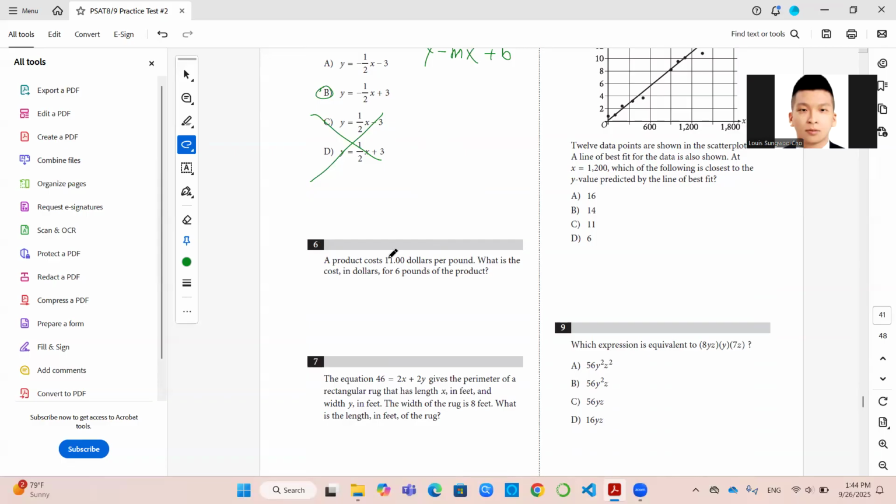A product costs $11 per pound. What is the cost in dollars for 6 pounds of the product? Simple. 11 times 6 is equal to 66.